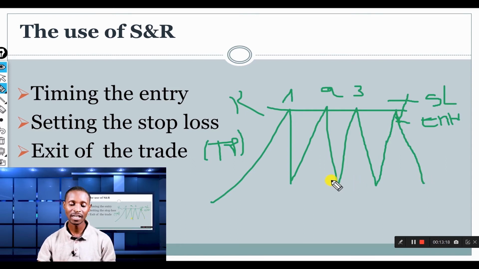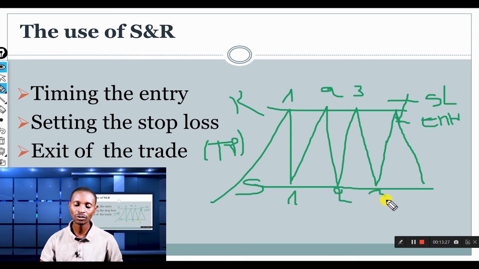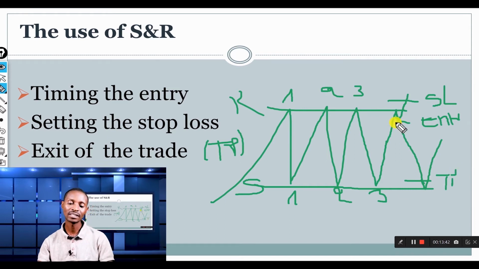Of course, you are in profit, but you will find that there is a strong support here because the market has failed to break below this support more than 3 times. The high probability is that if the price comes back here, it can even bounce back up again. Therefore, you will need to set your take profit here, so that before the market bounces back, you get out with your profit.